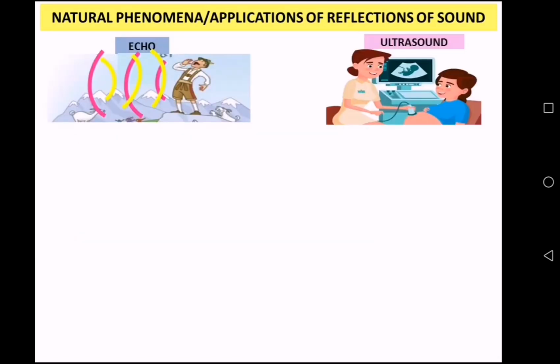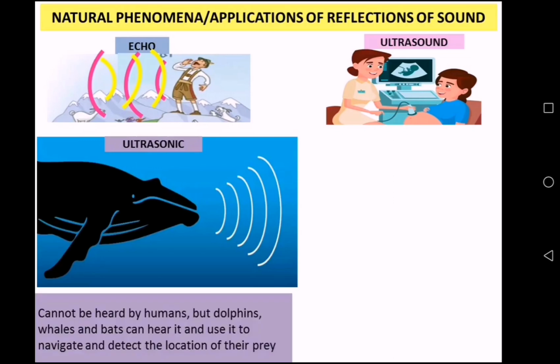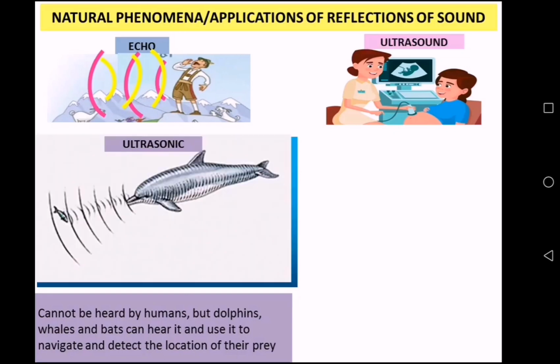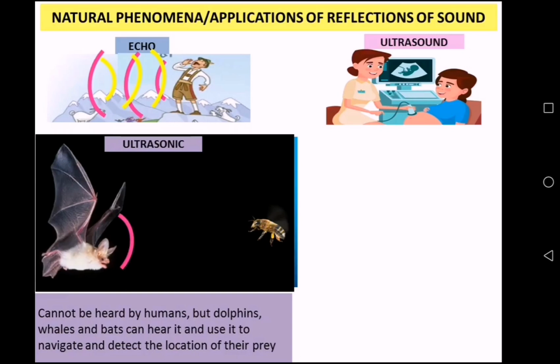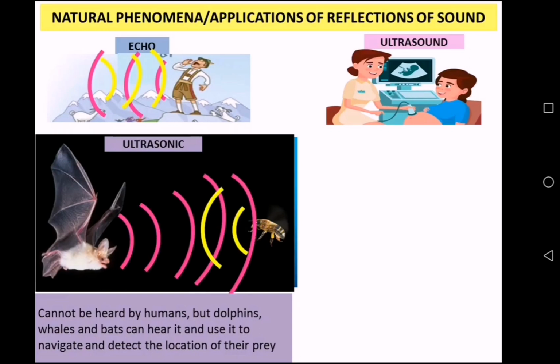Besides echoes and ultrasound, ultrasonic is another natural phenomena of sound reflections. Ultrasonic is a type of sound that cannot be heard by humans, but whales, dolphins, and bats can hear it and use it to navigate and detect the location of their prey. As an example, a bat produces ultrasonic waves that will be reflected by an insect, so the bat can detect the insect's location.